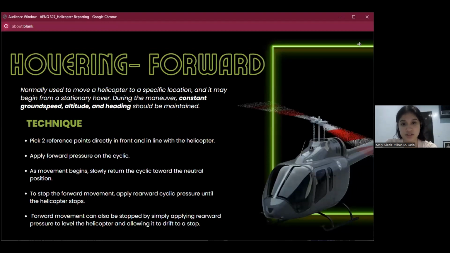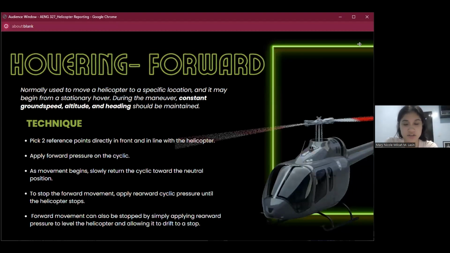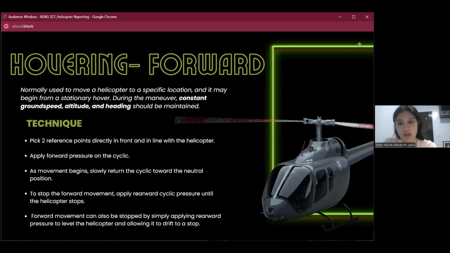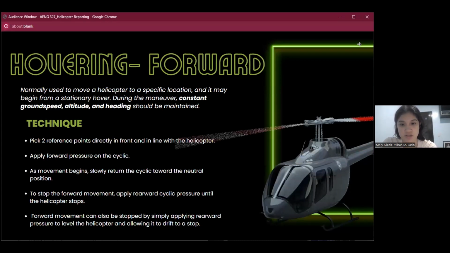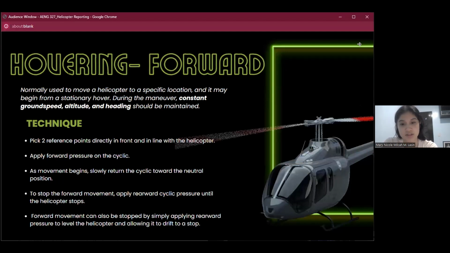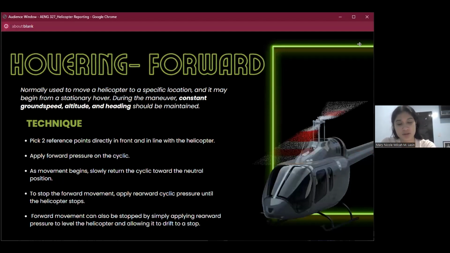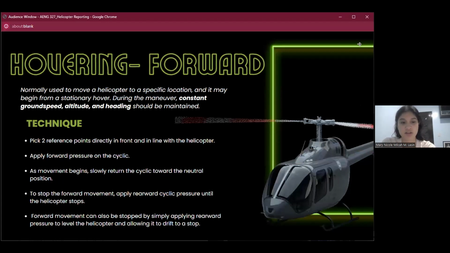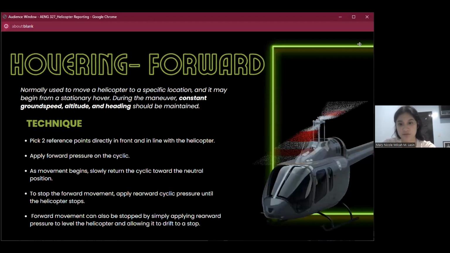So next is the hovering forward. It is normally used to move a helicopter to a specific location, and it may begin from a stationary hover. During the maneuver, constant ground speed, altitude, and heading should be maintained. These are maintained by the cyclic, collective, and anti-torque pedals respectively.